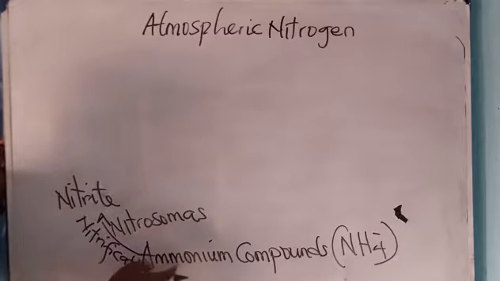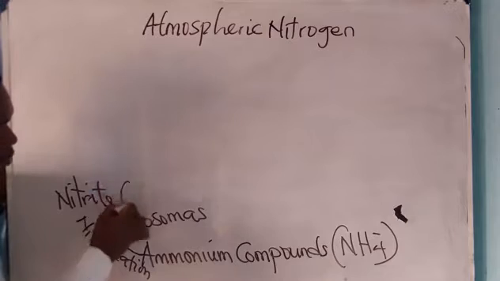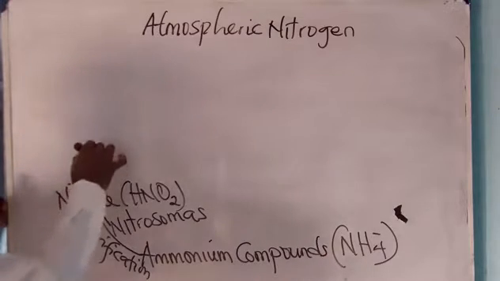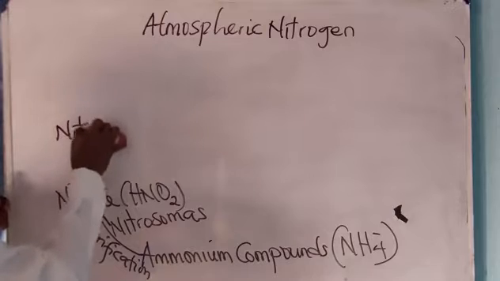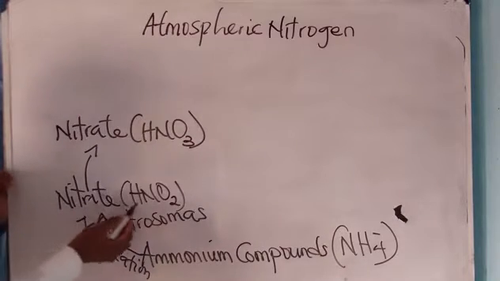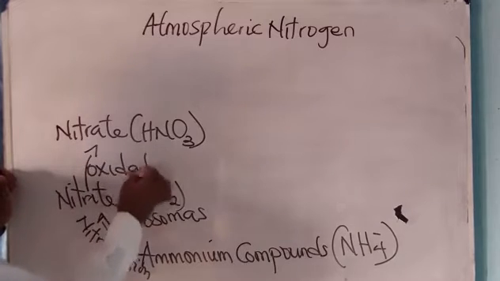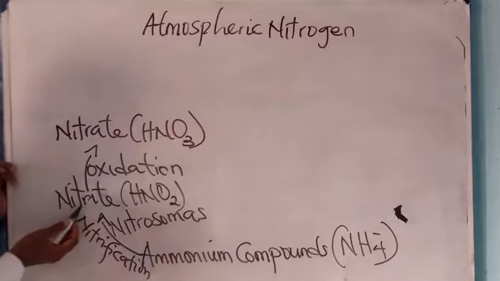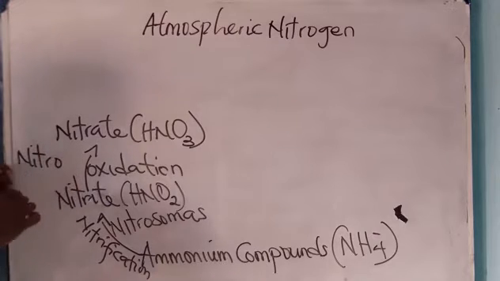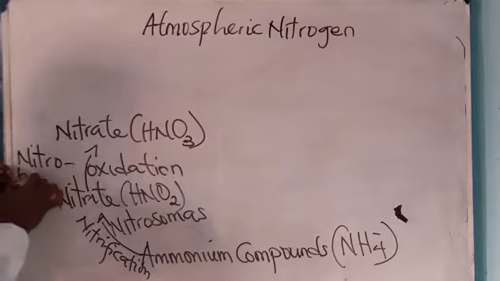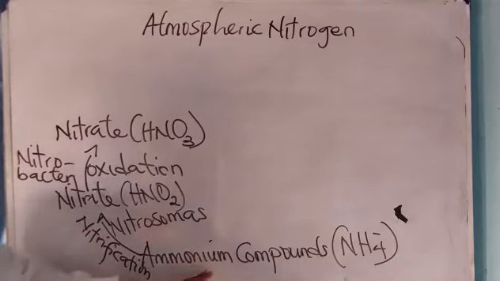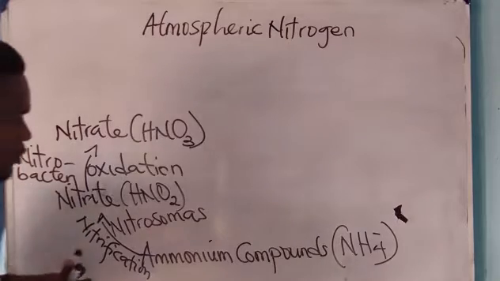Through the nitrification process, ammonium compounds are converted to nitrite, which is HNO2. Now this nitrite formed is converted to nitrate, and nitrate is HNO3. This undergoes oxidation for nitrite to be converted to nitrate, and there is a bacterium that takes part called Nitrobacter. Nitrobacter converts nitrite to nitrate, but Nitrosomonas converts ammonium compounds to nitrite.